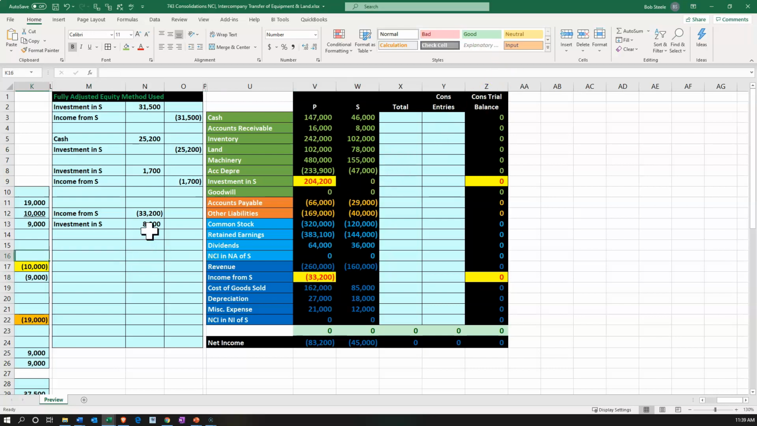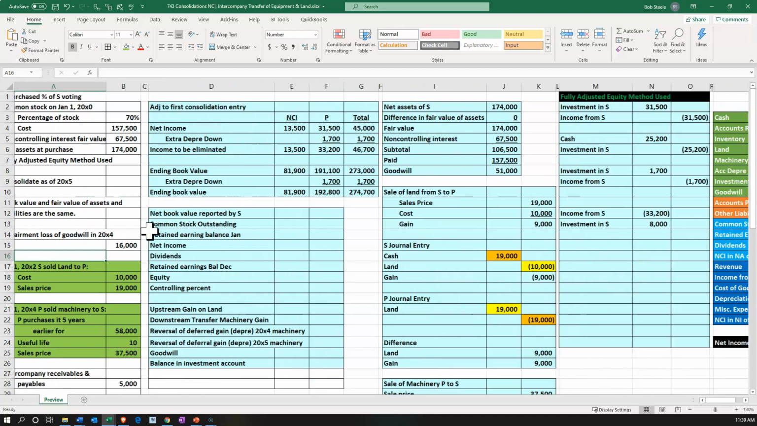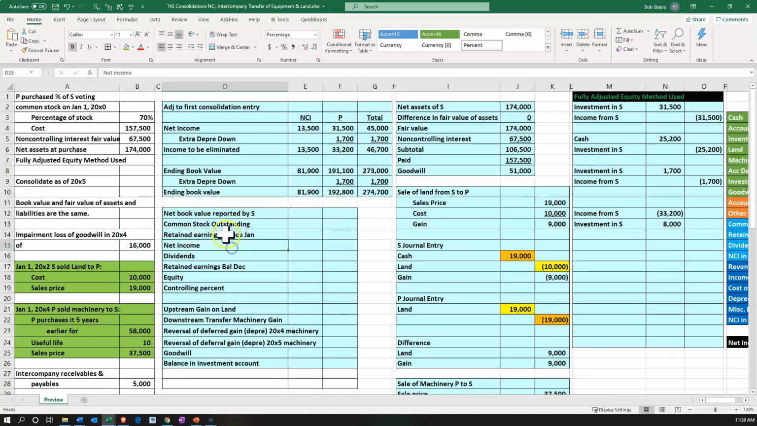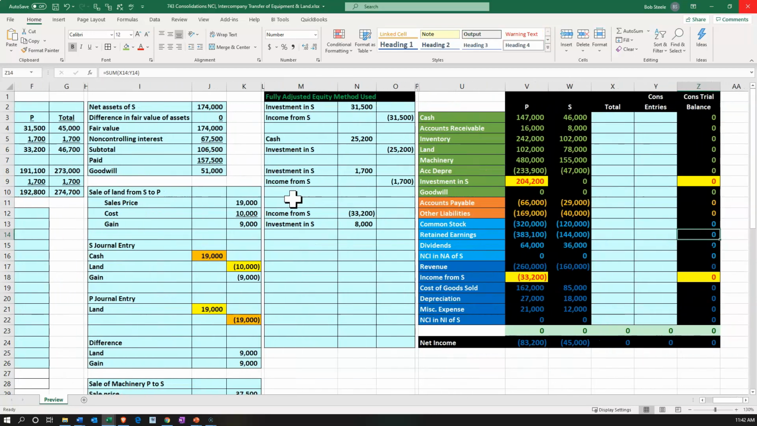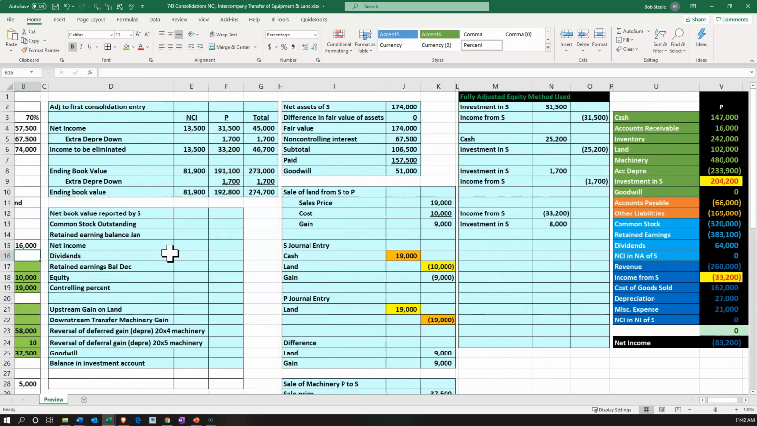For that, we're going to go to our worksheet over here and take a look at this item. So we're going to say the net book value reported by S in the current year. We're going to reconstruct assets minus liabilities, or we're going to get to that 273, or if you take a look at the equity side of things, the 273. So let's reconstruct that over here.